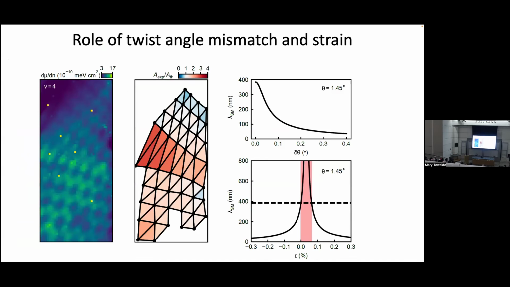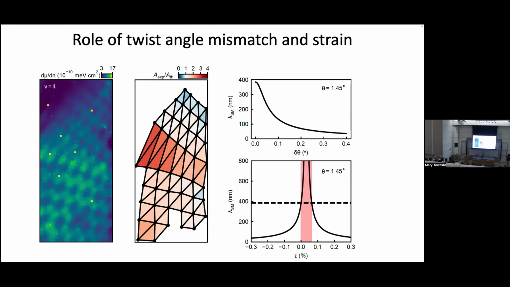So why is that? Well, you might wonder what happens if there are twist angle differences. That is, if the twist angle between 2 layers, the bottom 2 layers, is different from the twist angle between the top 2 layers. It turns out that that only tends to decrease the super moiré periodicity. That is, it can explain the blue, but it can't explain the red.